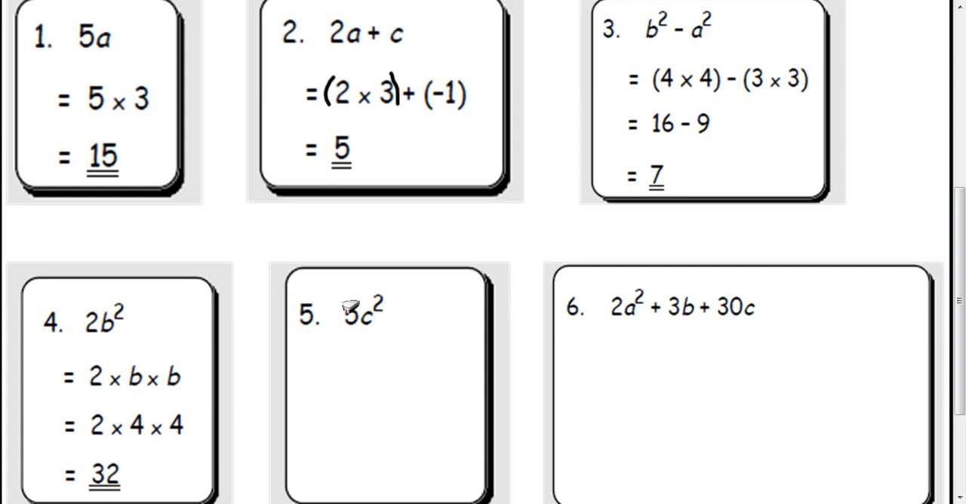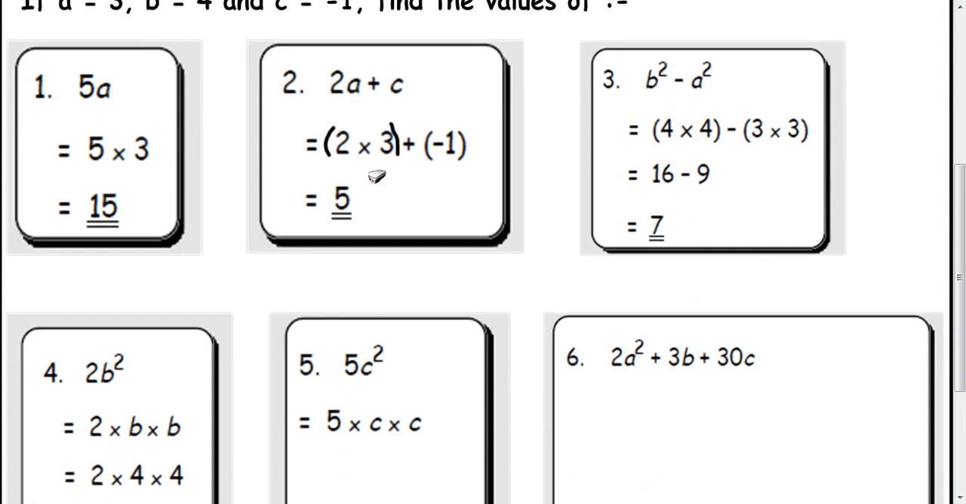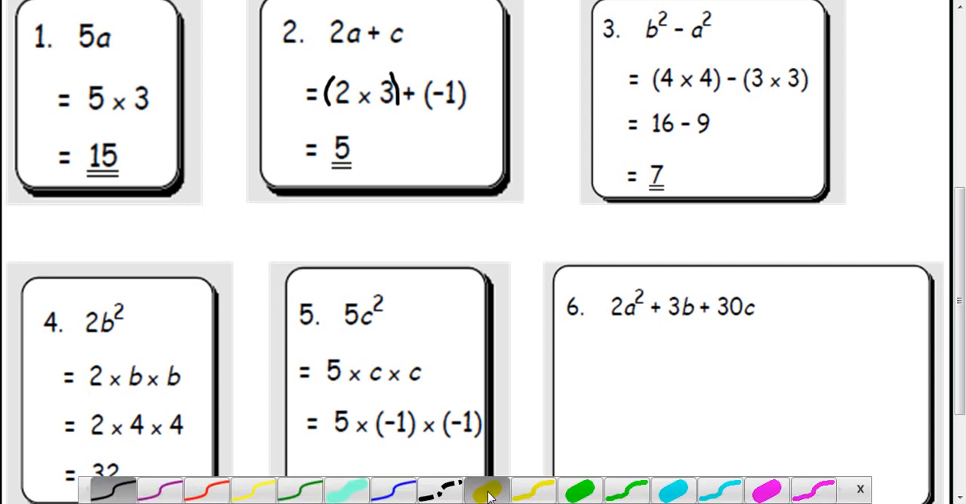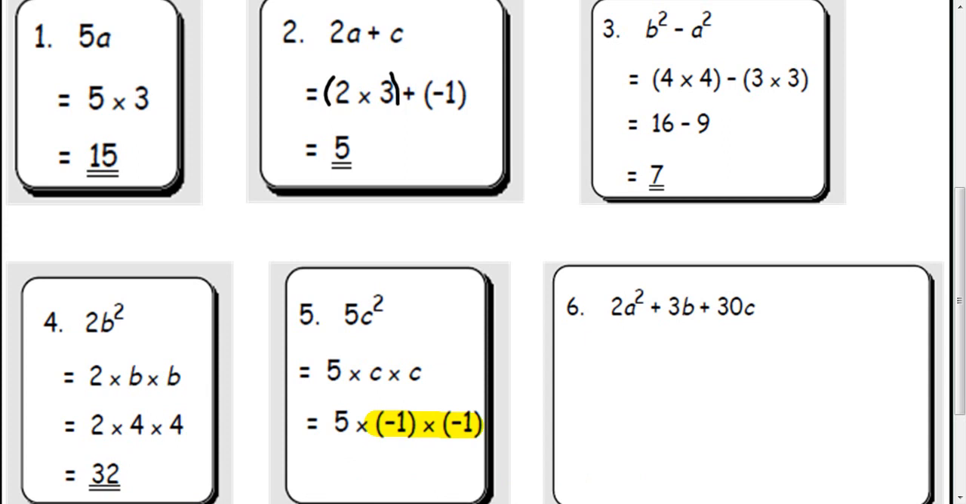This is exactly the same. It's 5 lots of c squared, so 5 times c squared. And up here we've got -1 for c. So it's 5 times -1 times -1. Again, it doesn't really matter which order you do this in. I am going to choose to do -1 times -1. Remember, if the signs are the same when you're multiplying integers, then it's always a positive answer. So that's going to come to 1 times 5, which is 5. You could have also done 5 times -1 first and got -5, and times that by -1 and get +5.